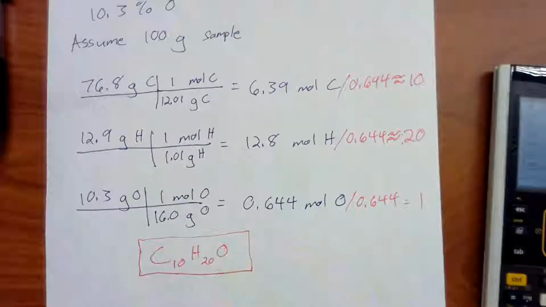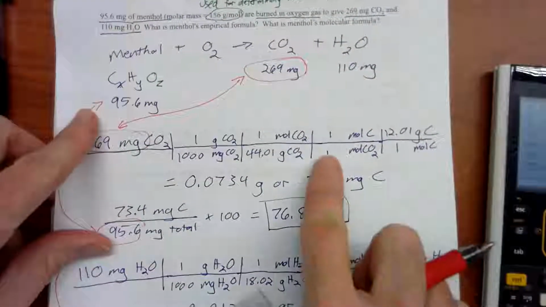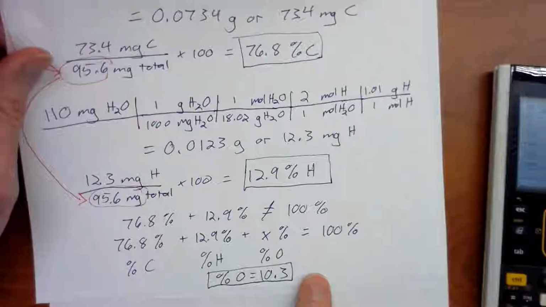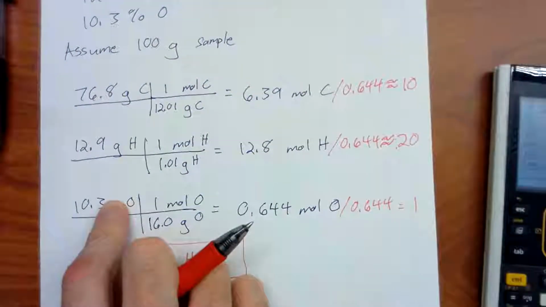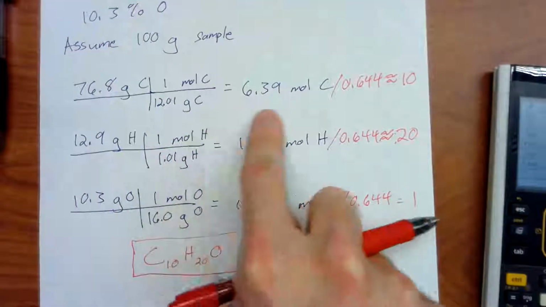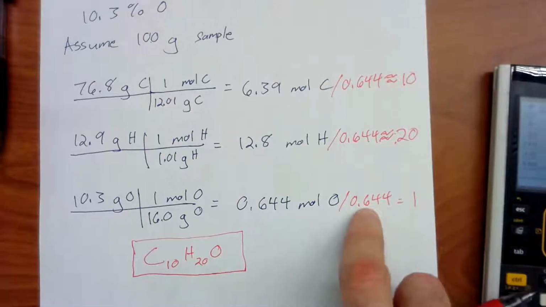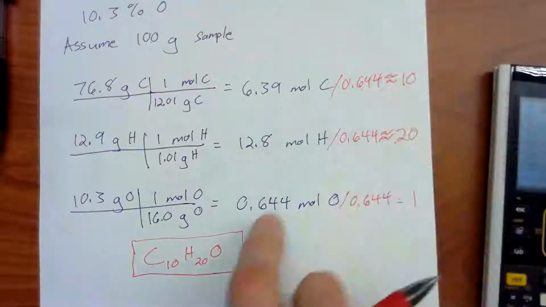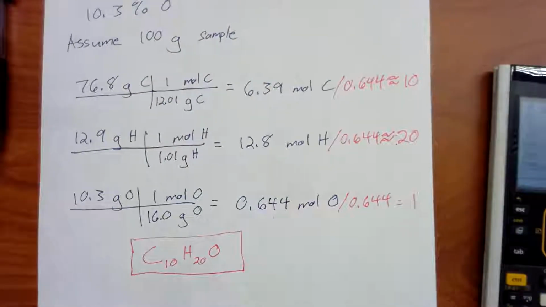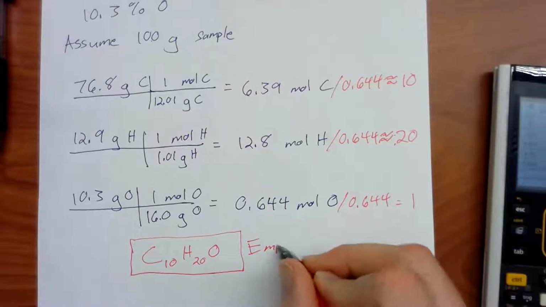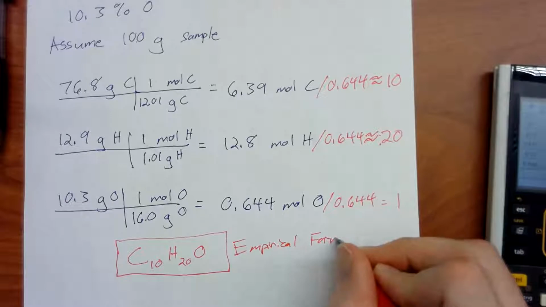You're basically just trying to find percents first. Like so. Then just convert the percents to mass. Convert the mass to moles, and then divide by the lowest number, and then round to whole numbers, and that's your empirical formula. This is my empirical formula, but it asks you to also find the molecular formula too.